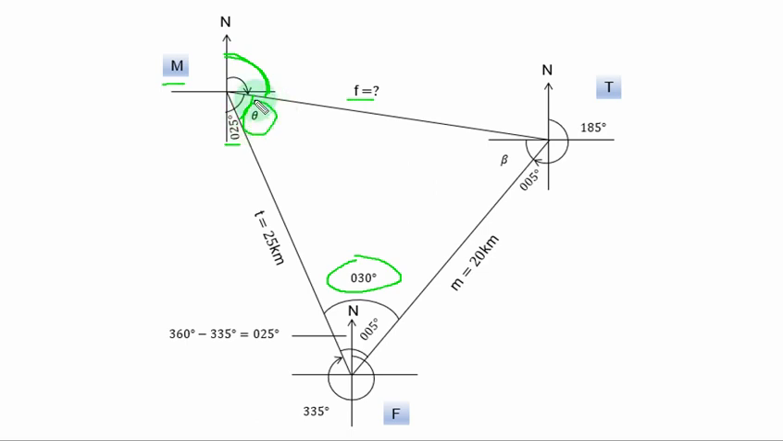You are also asked to get the bearing of the man from the tower. You have to go to the tower and start movement. From the tower, you start movement to this place, the line that joins the tower and the man together. Already from here to here is 185 degrees, so you need this angle denoted by beta, so that you add 185 degrees to beta. That is the bearing of the man from the tower.